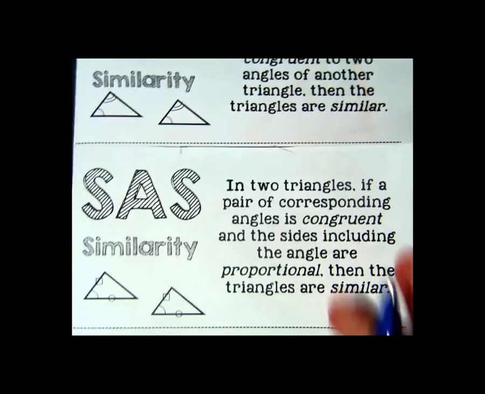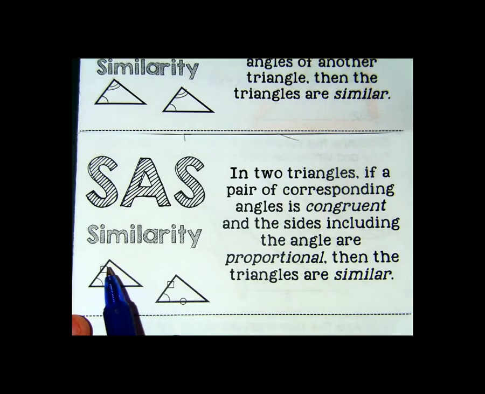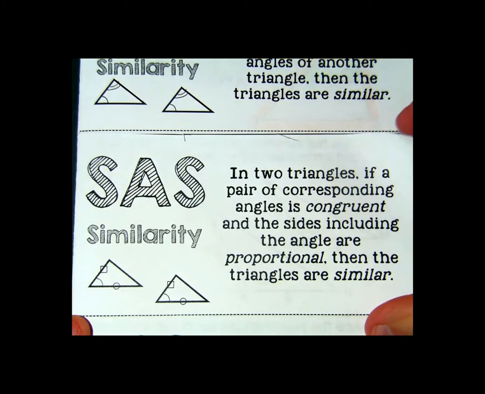Let's look at the second theorem, side, angle, side. In two triangles, if a pair of corresponding angles is congruent, here's the angles, and the sides, including the angle, are proportional. So see, we've got the angle in the middle, and we've got these two sides. These should be proportional. Then the triangles are similar if that's true. So we're going to look at some examples of that.